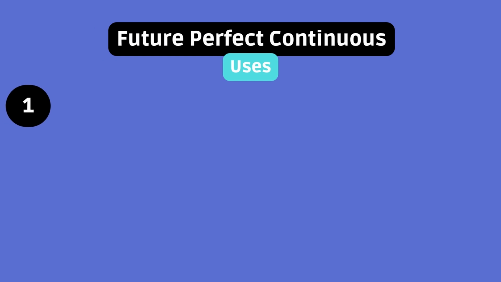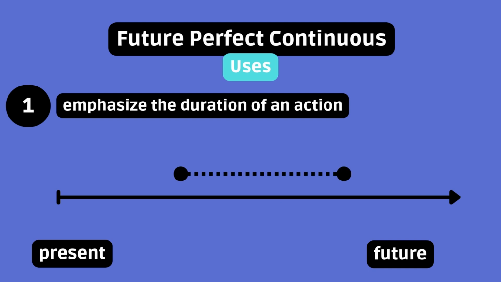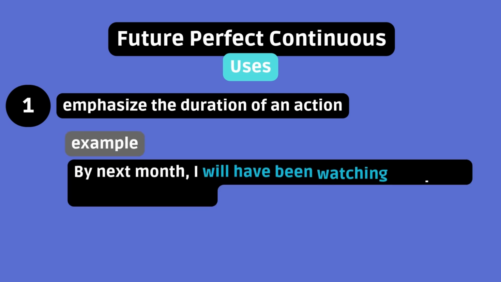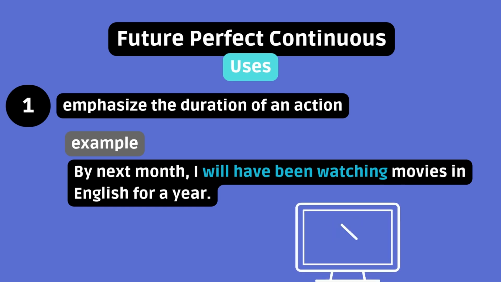It can be used to emphasize the duration of an action. This tense focuses on how long an action will have been happening before a specific future moment. Example: by next month, I will have been watching movies in English for a year. The watching is currently ongoing, but the 1-year mark will happen next month. It's implied that the action will continue beyond the 1-year mark. You definitely should continue watching movies in English to help you learn.